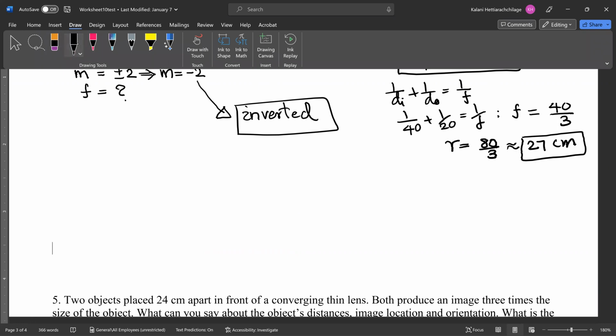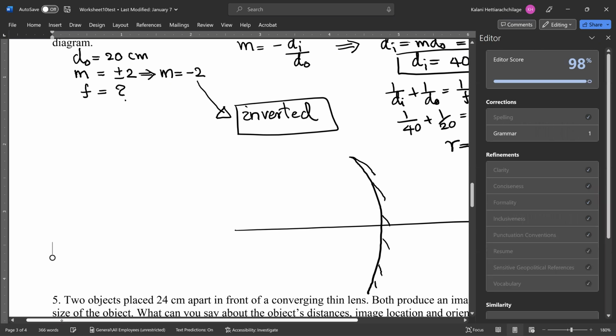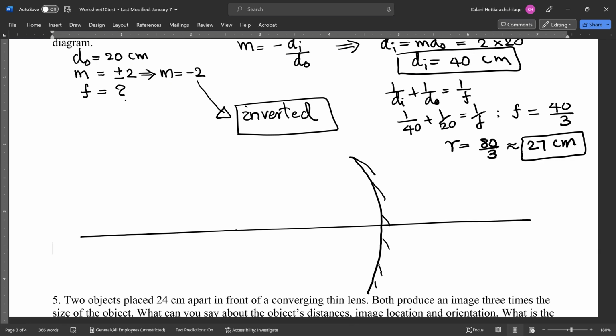Okay, so let's draw the ray diagram to locate the image, right? So let's draw it for a concave mirror here, right? And then you're going to draw your optical axis like this. I can extend it if I want. Say I'm going to extend it, right? So now you can estimate it. You see that your R is 27. Let's say this is your focal point. Let's say this is your center, and then your D naught as given is 20.